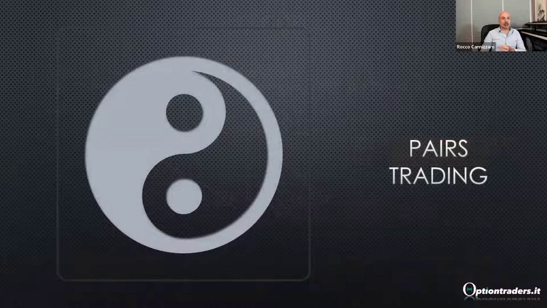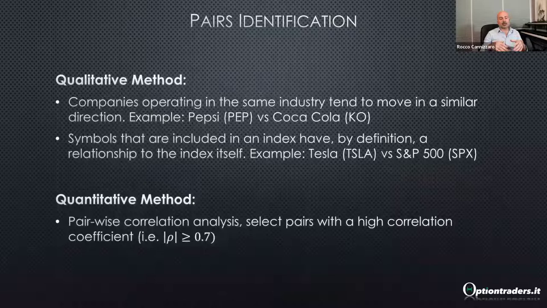All right, so we're finally able to talk about pair trading now that we have all of these baseline concepts. And so how do we identify a pair, right? We talked about before that pair trading is all about finding pairs of assets that move together. Well, there are many methods that can be used. Some are qualitative in nature, some are more quantitative.